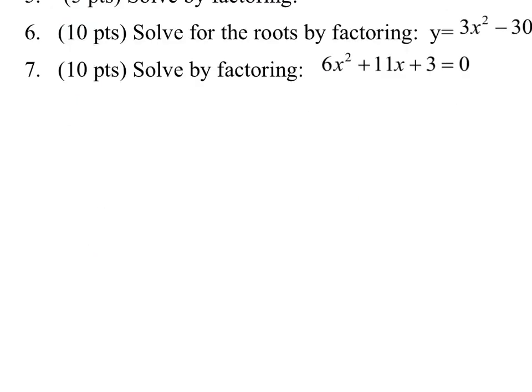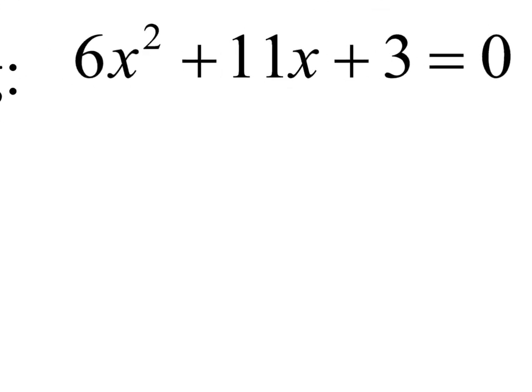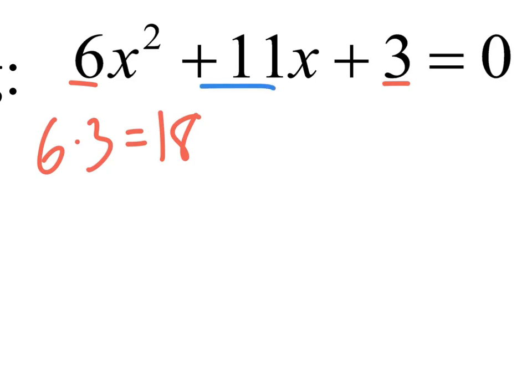Let's take a look at question number 7, and it says that we've got to solve by factoring. And this one might be a little bit tricky because the leading coefficient is not 1, in this case it's 6. So what we're going to do is multiply the first and the third term, 6 times 3, and that's going to give us, of course, 18. All right, and so now we need to think about what combination of numbers multiplies to 18 but adds to 11.